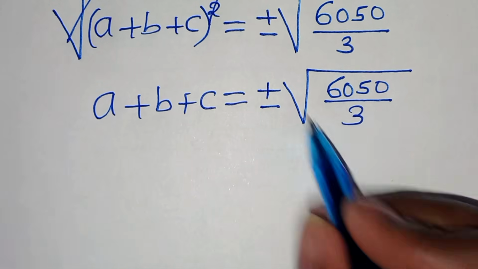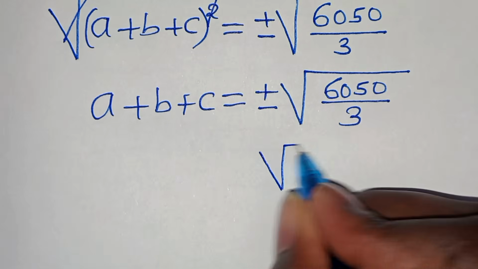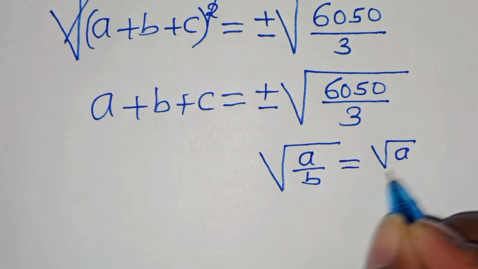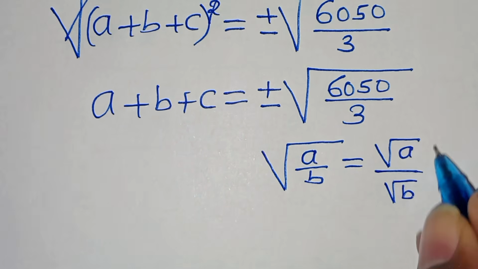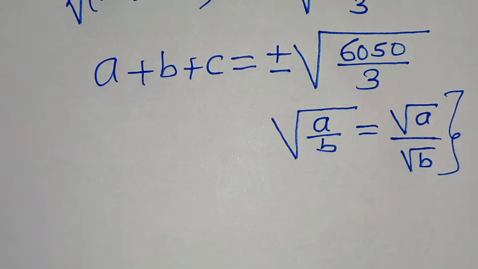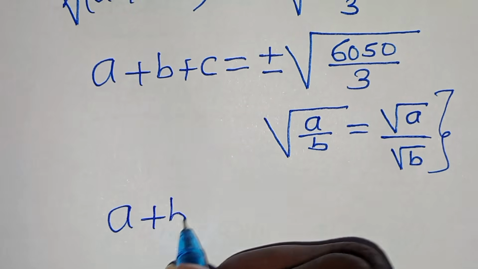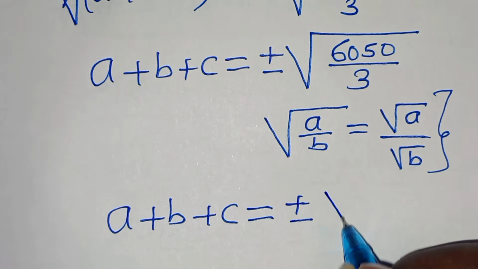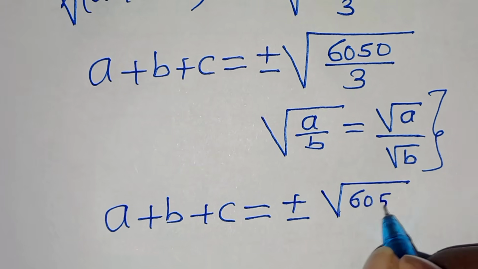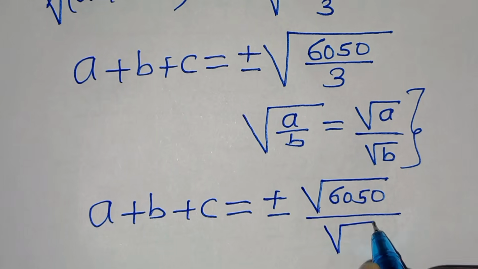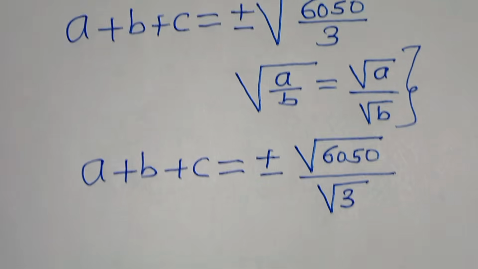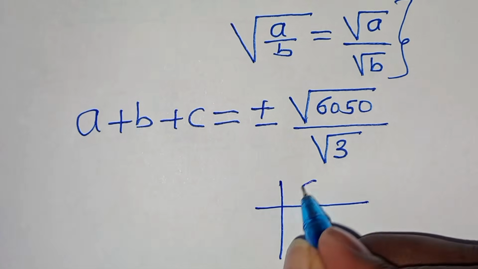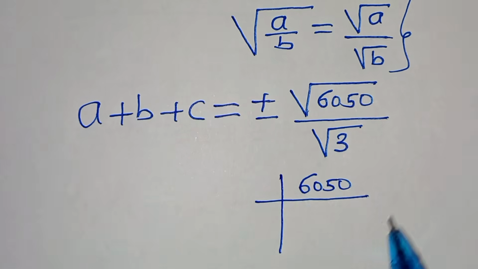Now, we have that the square root of 6050 over 3, this is in the form of square root of a over b, which we can express as the square root of a divided by square root of b. Applying this property, then we have a plus b plus c, this is equal to plus or minus the square root of 6050 divided by square root of 3. Now, the next step is that we can express 6050. Let's get the LCM of this.